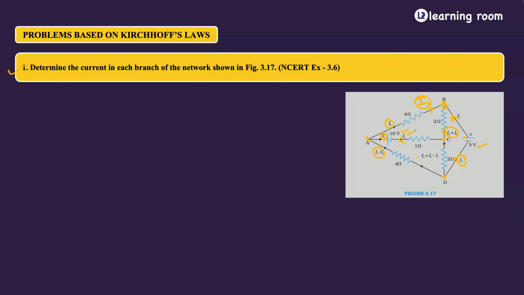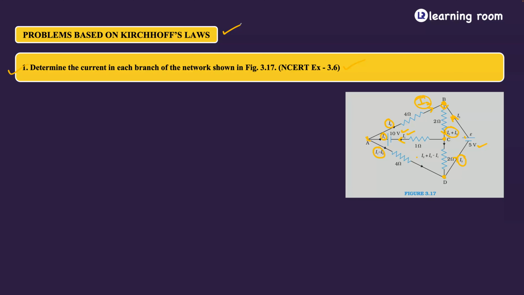That's what I gave you as the last statement, no? Algebraic sum. When you take the algebraic sum, you need to take one as positive and the other as negative. In this case, the current entering the junction is positive and the current leaving the junction is negative. So this is NCERT example 3.6, a problem based on Kirchhoff's law. This is our first step of application of KCL.